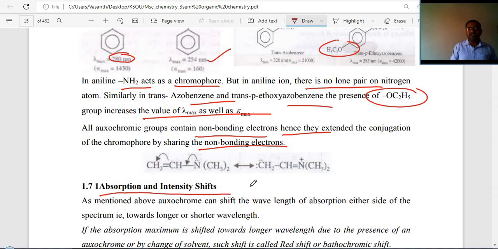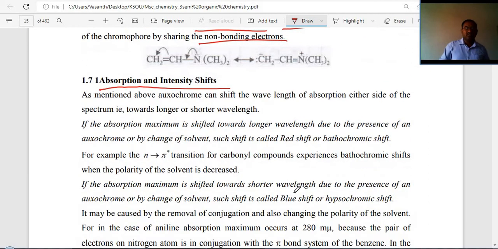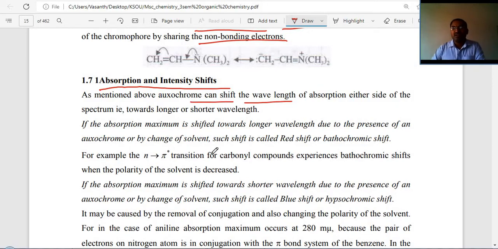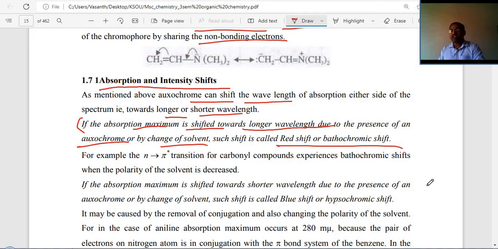Next we consider the absorption and intensity shifts. As mentioned above, an auxochrome can shift the wavelength of absorption to either side of the spectrum, towards longer or shorter wavelength. If the absorption maximum is shifted towards longer wavelength due to the presence of an auxochrome or by change of solvent, such a shift is called what? Red shift. That is also called bathochromic shift. That is very important. Red shift means the absorption maximum is shifted towards longer wavelength due to the presence of an auxochrome or by change of solvent, such a shift is called red shift or bathochromic shift.